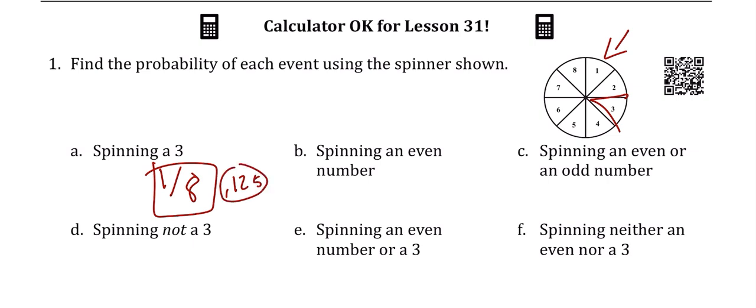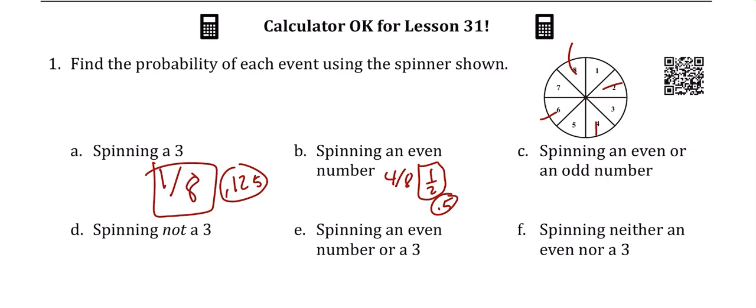Okay, let's look at part B. Spinning an even number. Okay, well, we have 8 possible landing spots for the spinner. The even numbers are going to be 2, 4, 6, and 8. So we have 4 of those. And so we're going to say 4 out of 8, or 1/2, or we could say 0.5.